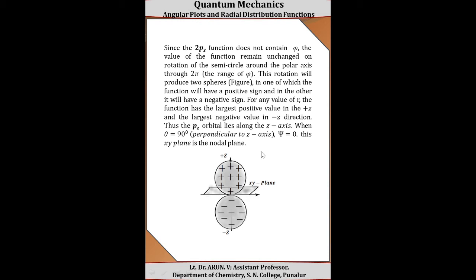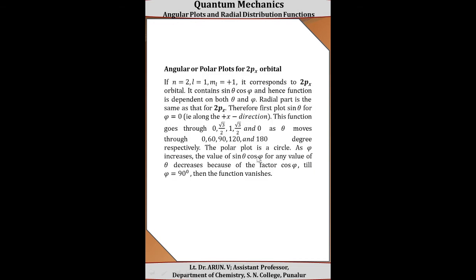Thus, the pz orbital lies along the z axis. When theta is equal to 90 degree, that is perpendicular to its axis, the wave function psi is equal to 0, and this is the xy plane, and it is the nodal plane where the probability of finding an electron is 0. That is, in the case of 2pz orbital, the xy plane is the nodal plane.